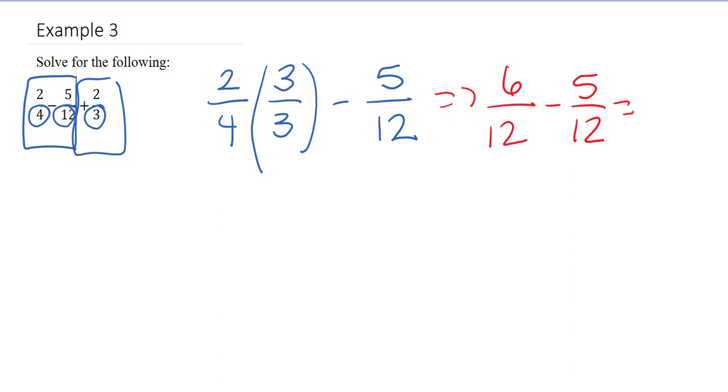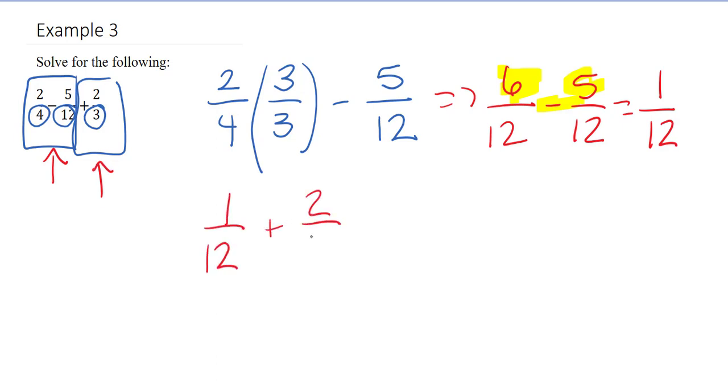So how do we do this, right? We just go ahead and subtract the top, and we keep the denominator. 6 minus 5 is 1, and then we keep the denominator, so that's 12. So that's our first part. Now we need to do the second part. So we have 1 12th plus 2 thirds.